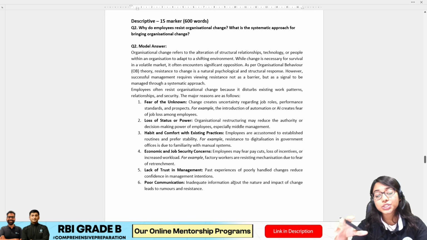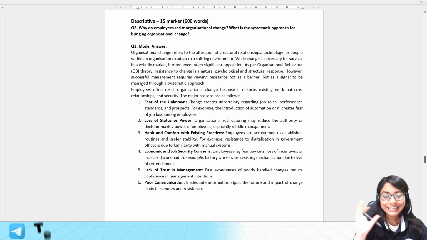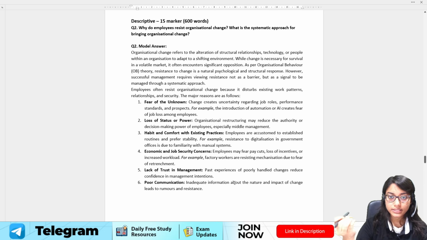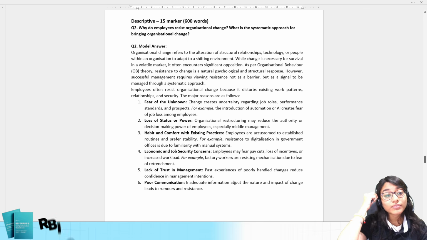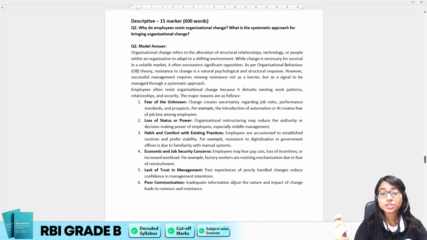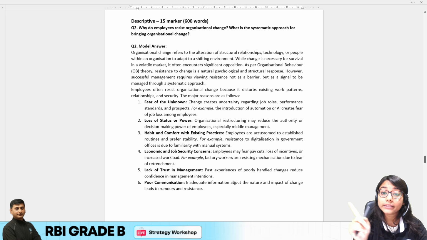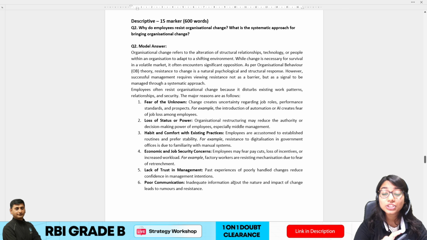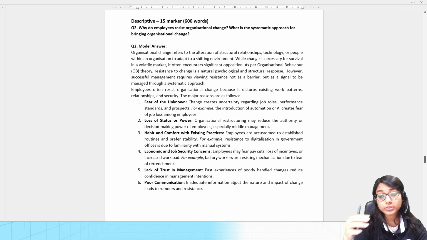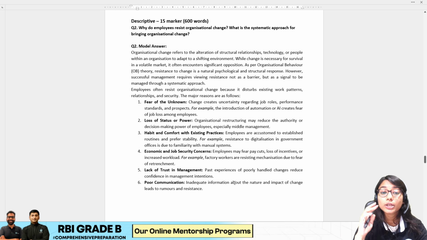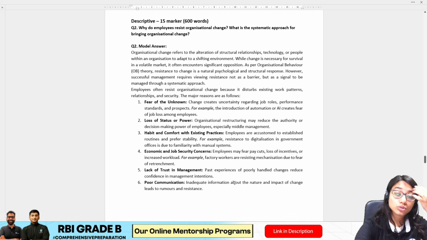The descriptive question from management generally comes straightforward, very simple, easy from the concept itself, right? So this question is, why do employees resist organizational change, and what is the systematic approach for bringing such change? So we have two parts of the question. First part is, why do we resist organizational change, and how do we bring change using a systematic or a planned approach? So in the introduction, what are we supposed to write?